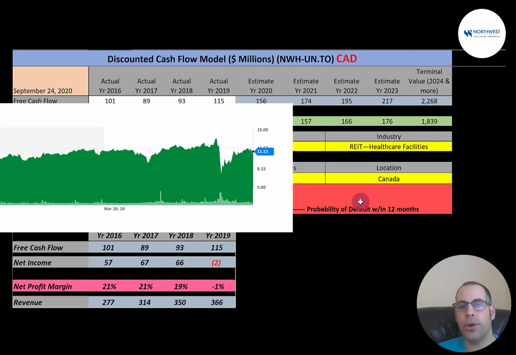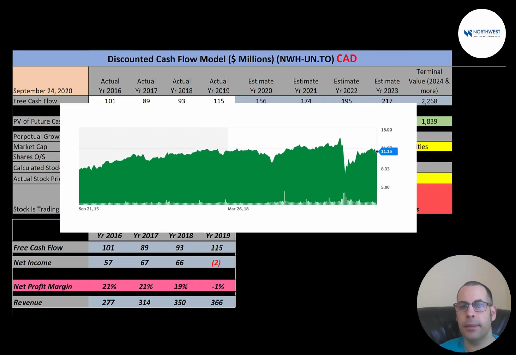Let's see where the stock has been trading in the past few years. The stock peaked at about $13. It dropped a lot and it's come back up. It's not quite to where it was before coronavirus, but it's getting close. So it looks like it still has a lot of room to grow.